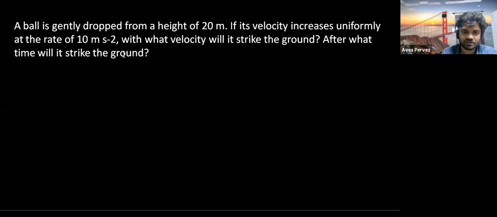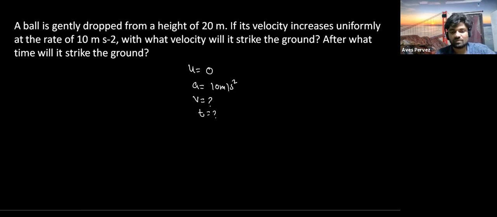Here the initial velocity is considered as zero because the ball is being dropped. Acceleration will be considered as positive 10 meters per second squared because the speed is constantly increasing when we drop a ball. We need to calculate the final velocity, and the time we don't know. So we don't have the final velocity, and we don't have the time period also.